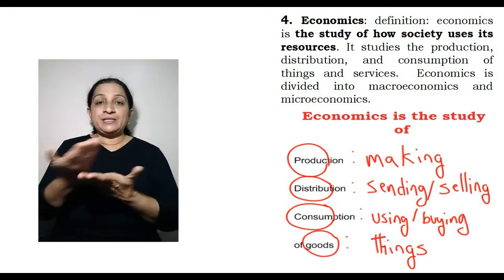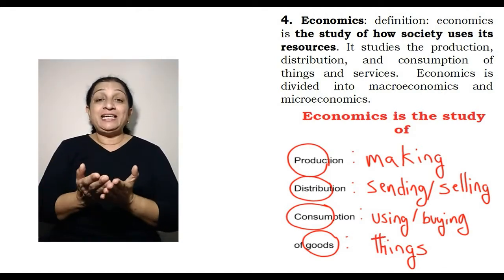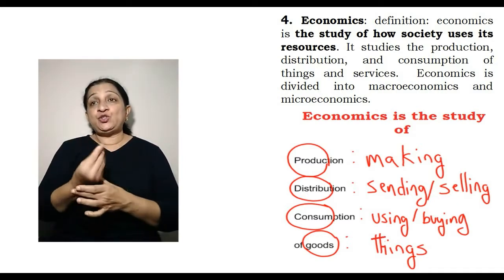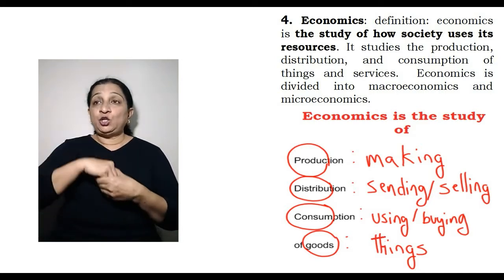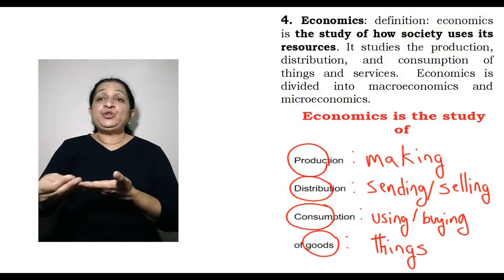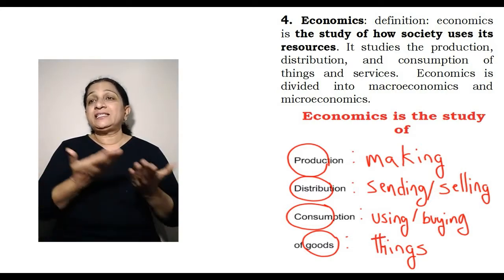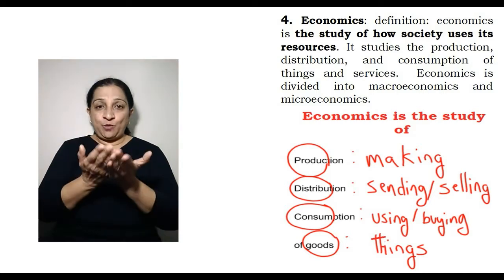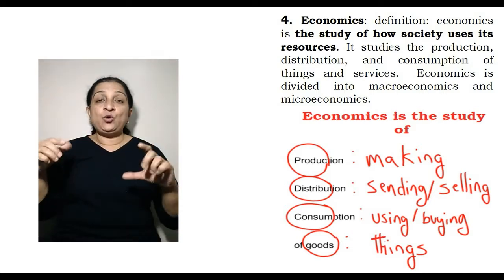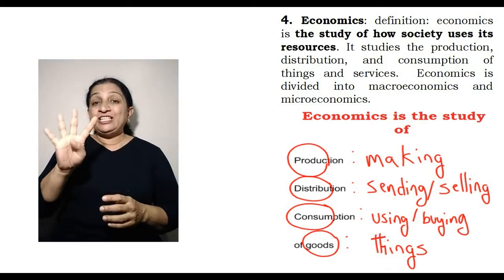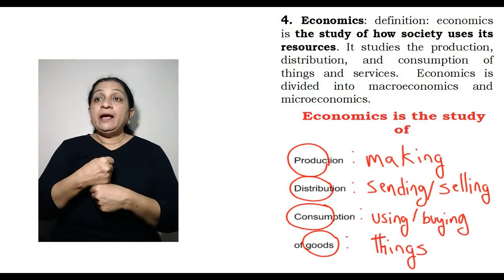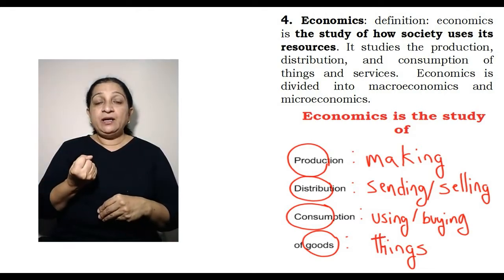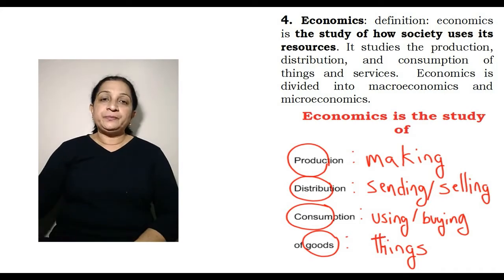Fourth, you have economics. That is a study of how society uses its resources. This includes production, distribution, and consumption of things and services. This is divided into microeconomics and macroeconomics. You will see 4 points given there: making, sending or selling, using, and buying of things, that is goods.